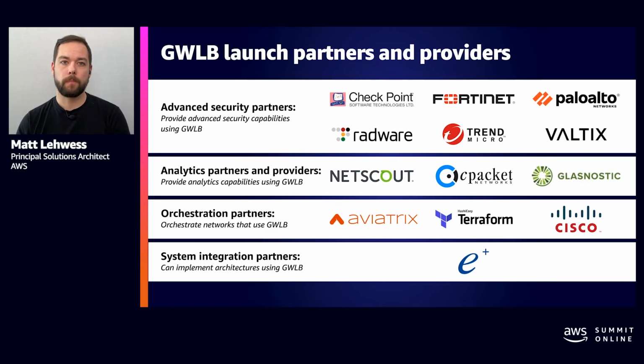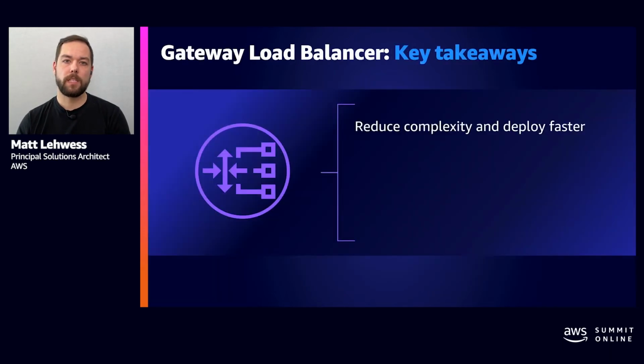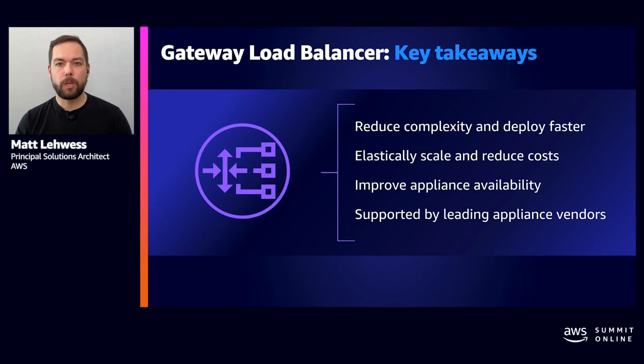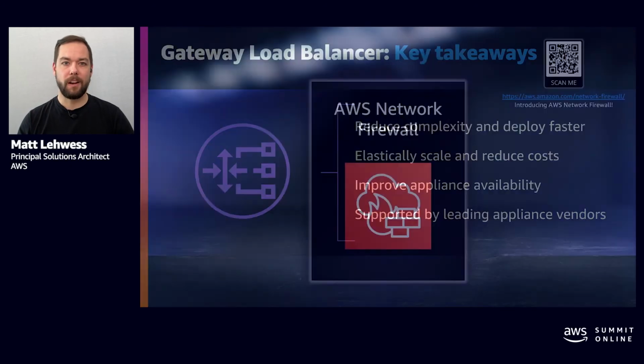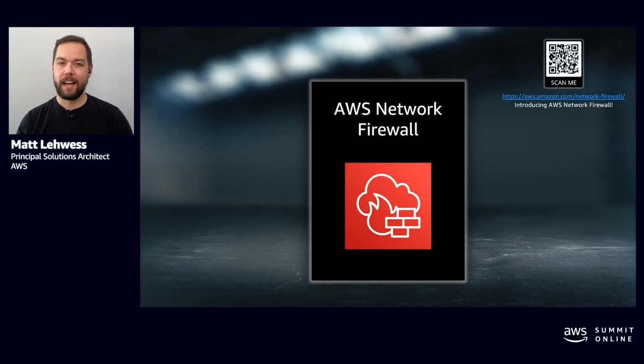And so some of the key takeaways here, we're reducing complexity to deploy appliances faster in a scalable manner, supporting leading edge appliances within the Gateway Load Balancer. So very cool and very worthwhile checking out if you're building things like those transit VPCs that we saw from the architectures from the archives. All right, now this leads us on to our next service.